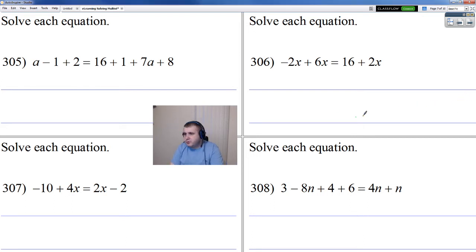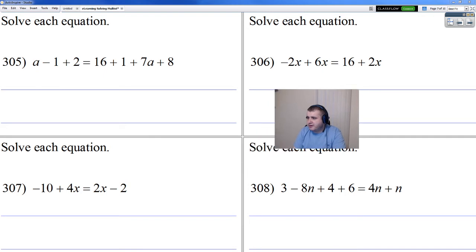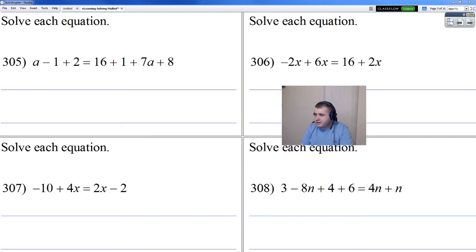So now I'm going to do number 305. Number 305 is basically a fancy version of 306 and 307, and it looks just like 308. So let me do this one real quick. Let's look on the left side, combine our like terms. So here's a negative 1 and a 2. So we've got a plus 1 on the left. And then, oh, there's lots of like terms to combine here. 16, 1, and 8. So we've got a plus 1 equals 7a plus 25.